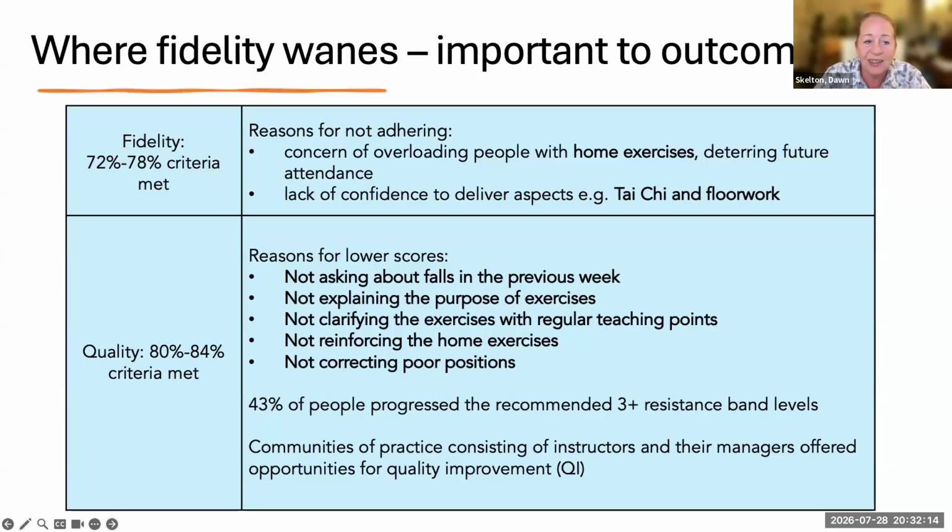What we found is that in terms of the fidelity criteria, so that's the main essential elements of FaME that make it work, there were a number of reasons why people weren't adhering quite as well as they could do. They perhaps were not supporting people to do home exercise through concern about overloading people, and perhaps they wouldn't keep coming back if you were asking them to do loads of homework.